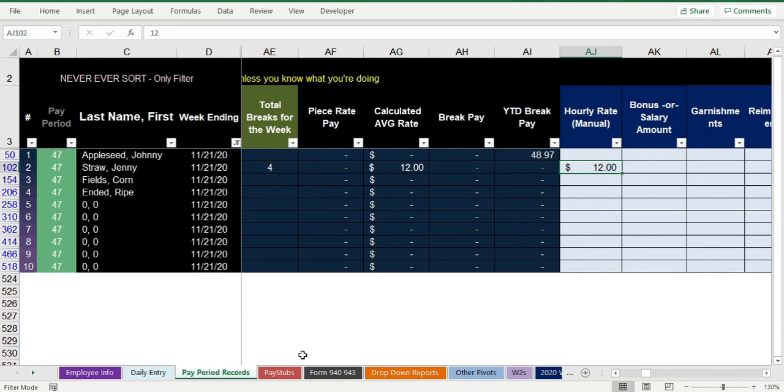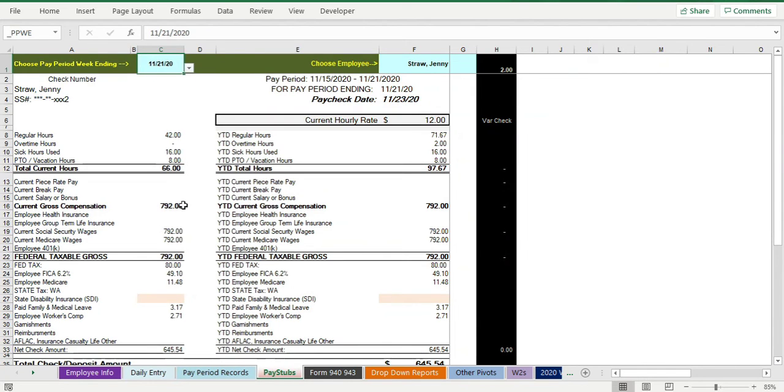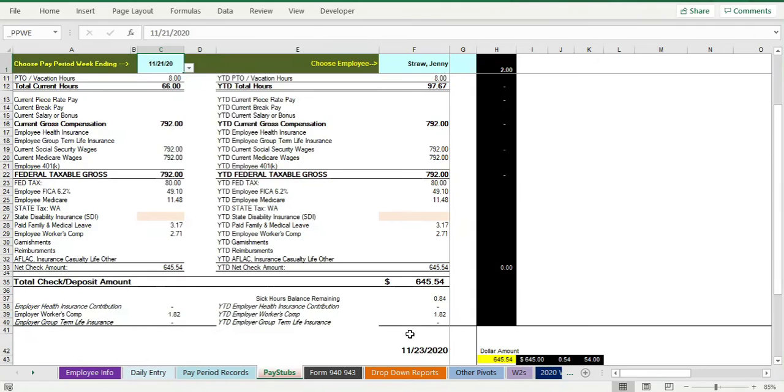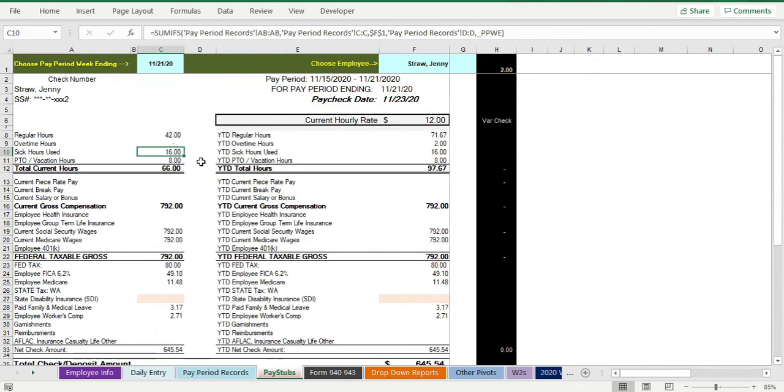That rate goes right there. Once you do that, you're going to end up getting a paycheck. And this is what the paycheck would be. And you can see down here, it tells you what her sick hour balance remaining is. 0.84 hours she has remaining after using these 16. She's using 16 right there.